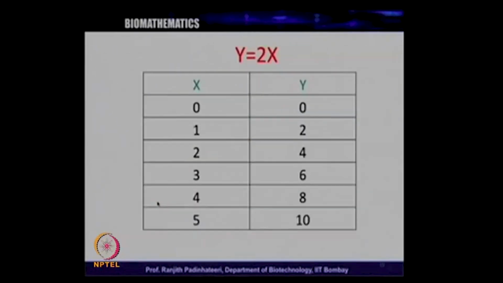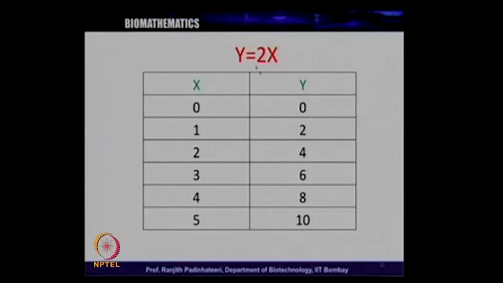Now let us look at the next function. The next function is y equal to 2x. When you say y equal to 2x, what does it mean? The y value is twice that of the x value. Let us look at this table which is here. For x value of 0, we have y value which is 0. When the x value is 1, y value is 2, which is double.